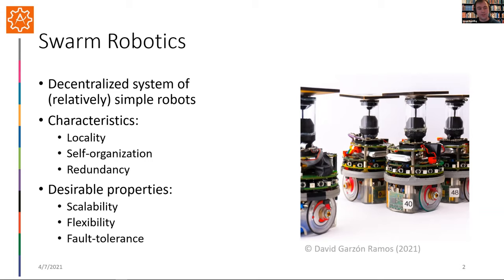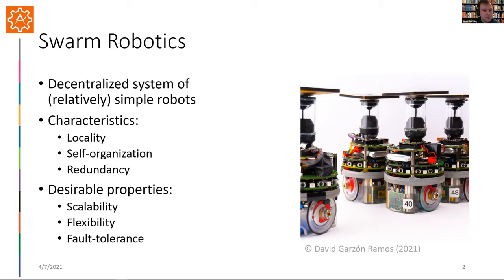So there is no dedicated leader, no dedicated pre-programmed organization. Instead, the organization of the swarm emerges from the interactions of the robots among themselves and among the robots and the environment. And third, robot swarms are usually highly redundant. So there is no single role in the swarm that can only be fulfilled by a single robot. Instead, since the swarms are mostly homogeneous, each role can be fulfilled by a multitude of robots.